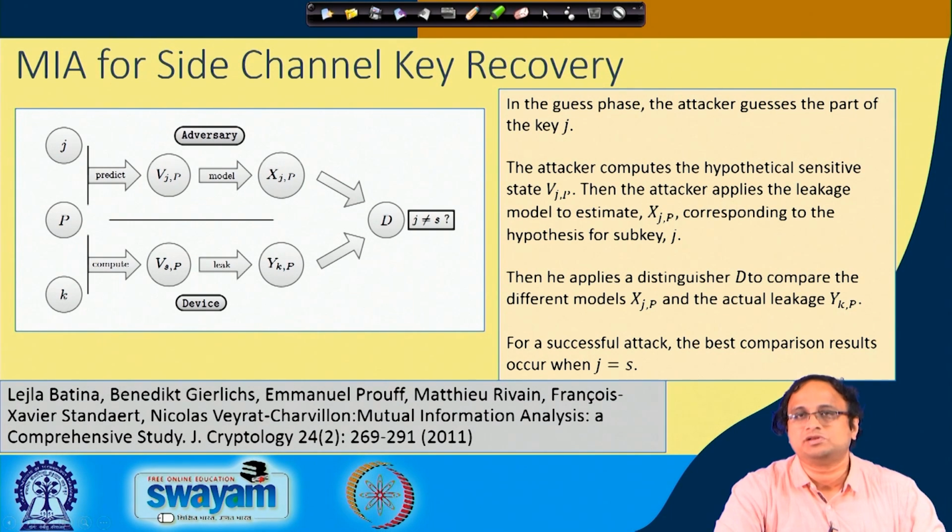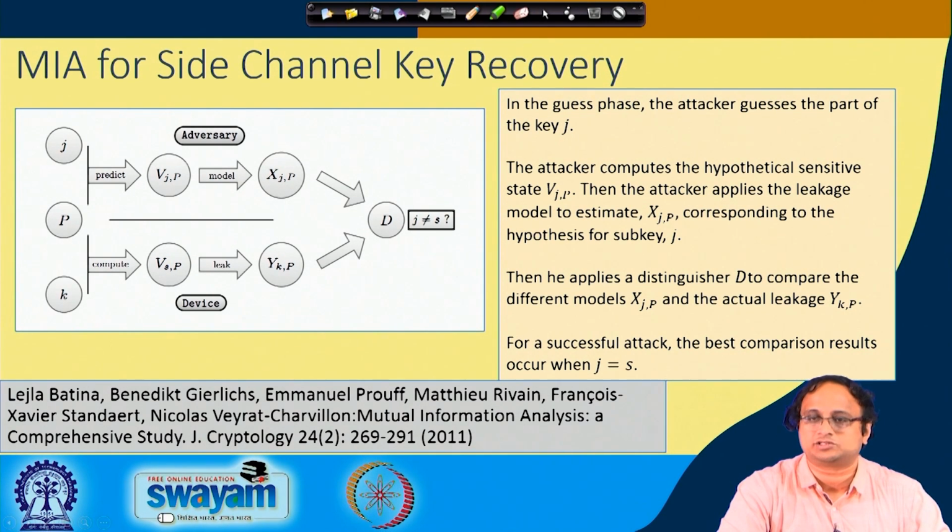Okay. This is similar to what we have done in the case of correlation attacks, where we were doing a correlation, but now you will be calculating the mutual information, and we will try to find out the best comparison result, and the idea is that the best comparison essentially will give you the correct subkey.